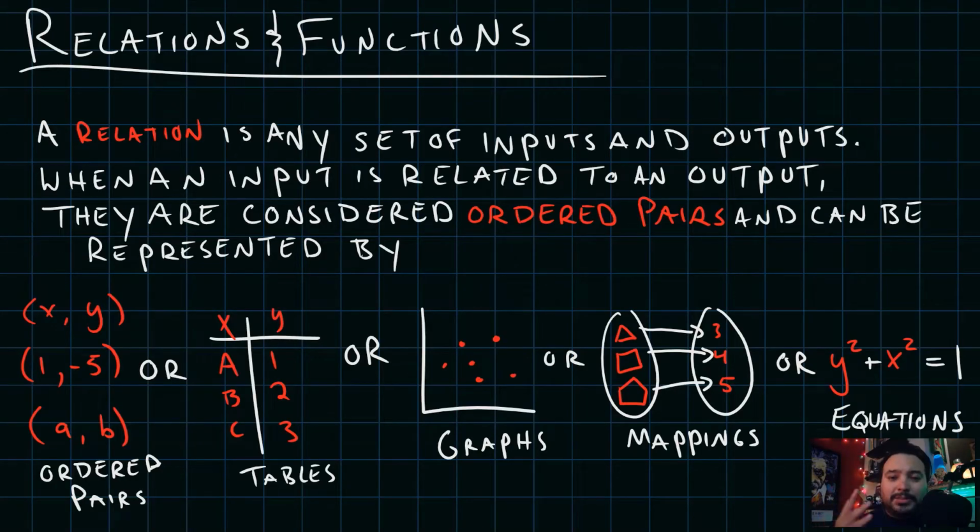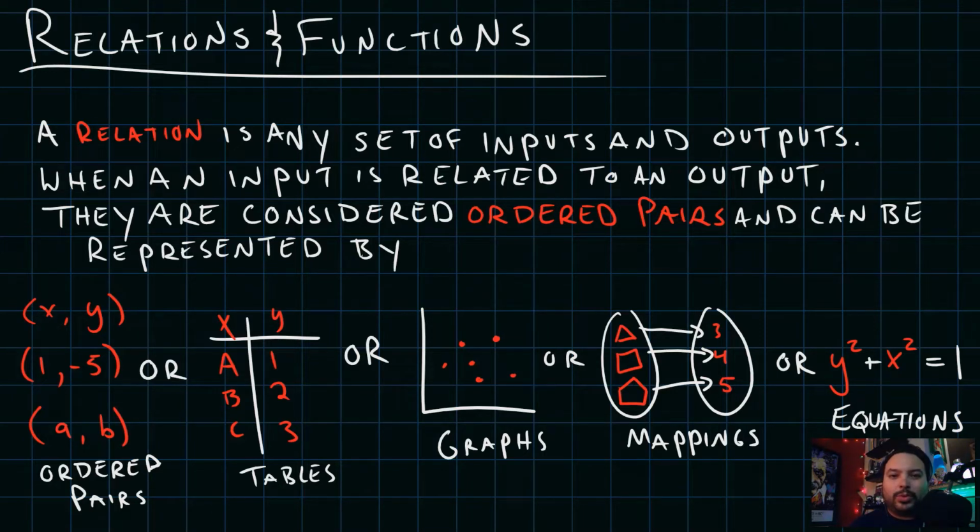So let's start off by talking about relations. A relation is any set of inputs and outputs. That's pretty much it. It's a very simple definition. A relation, any set of inputs and outputs. Now, when those inputs are related to outputs, we can consider them an ordered pair. An input and output relationship, an ordered pair.